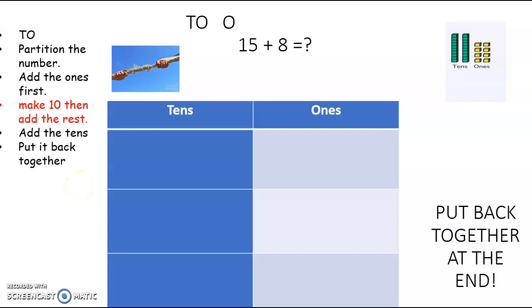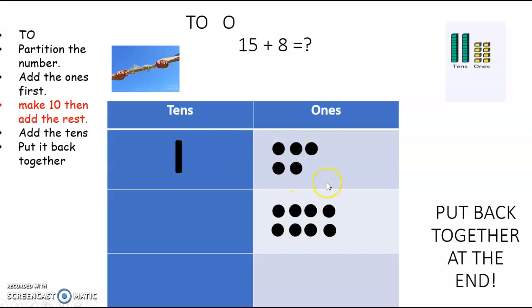So next up we have the addition where we are carrying the tens. So first thing we do, partition the 15, 5 ones and 1 10. Then we put the 8 down here because we've got 8 ones.